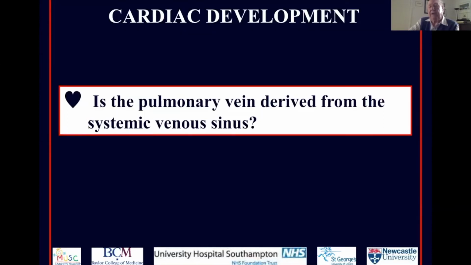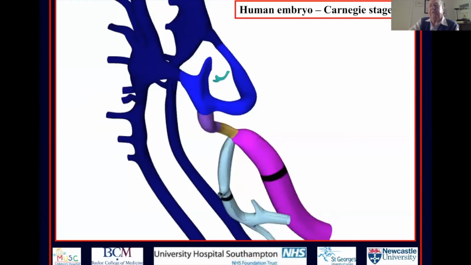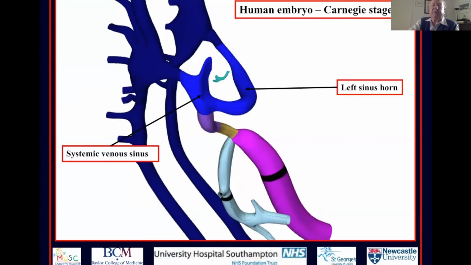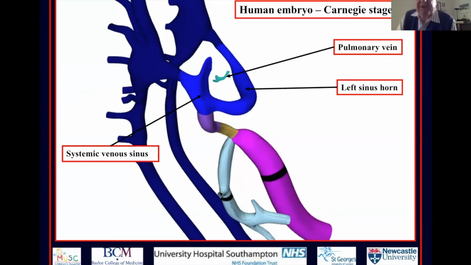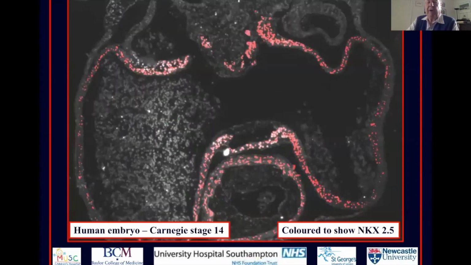Is the pulmonary vein derived from the systemic venous sinus? This remains a bone of contention. So let me take you back to Carnegie stage 14. I'm showing you now again the venous structure seen from the right side, because this is the first time that we can see both the systemic venous sinus and the pulmonary veins. And at the first stage, we see development of the pulmonary vein. It is discrete from those venous valves that mark the junction between the systemic venous sinus and the developing right atrium.